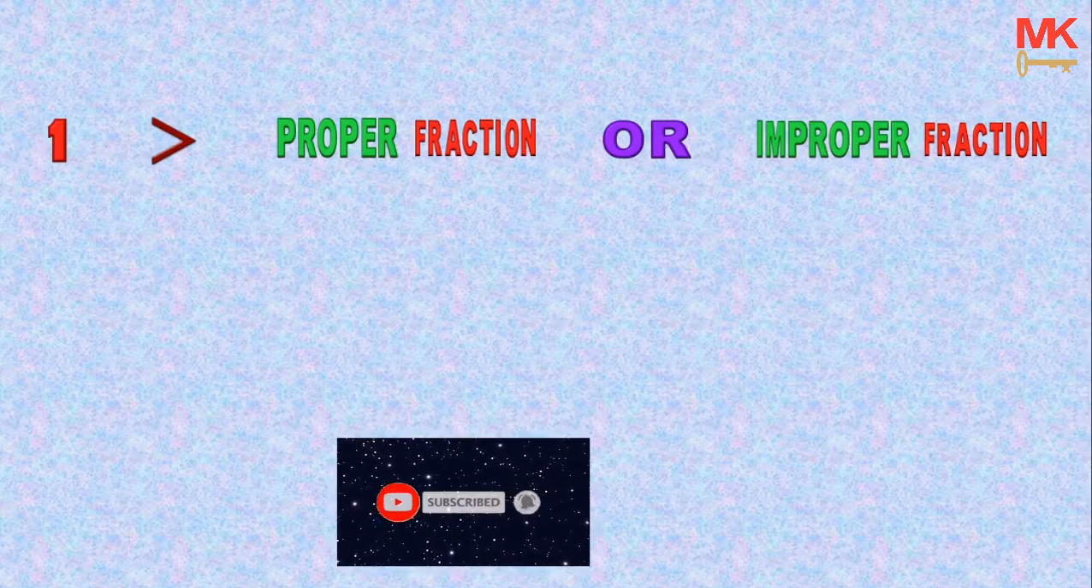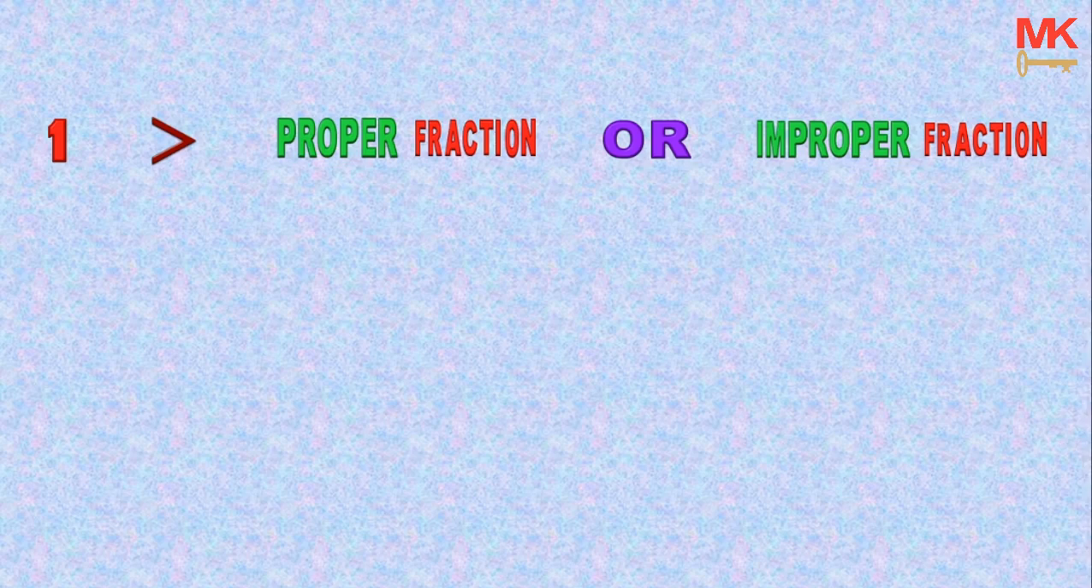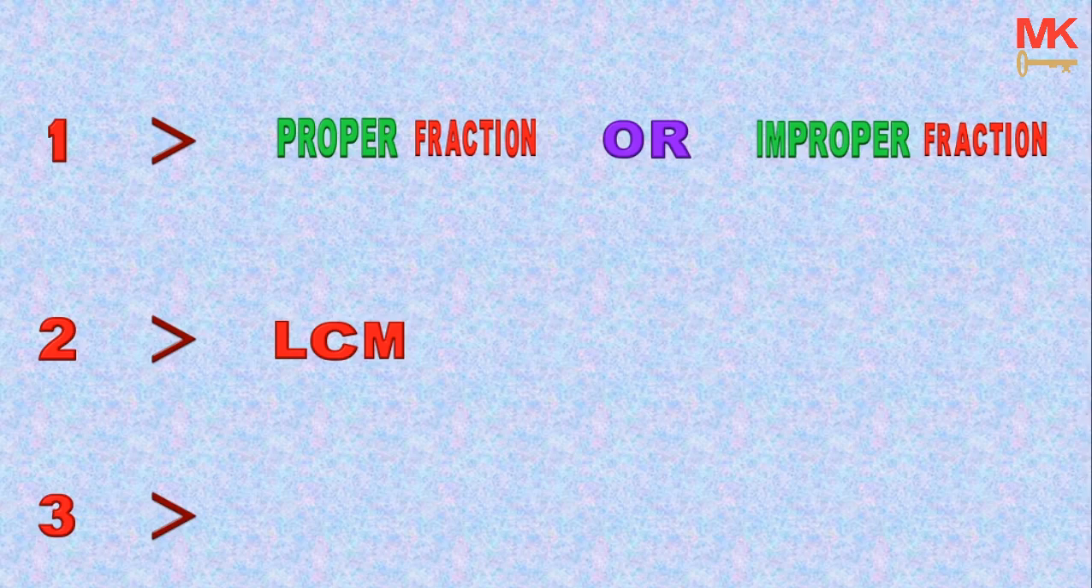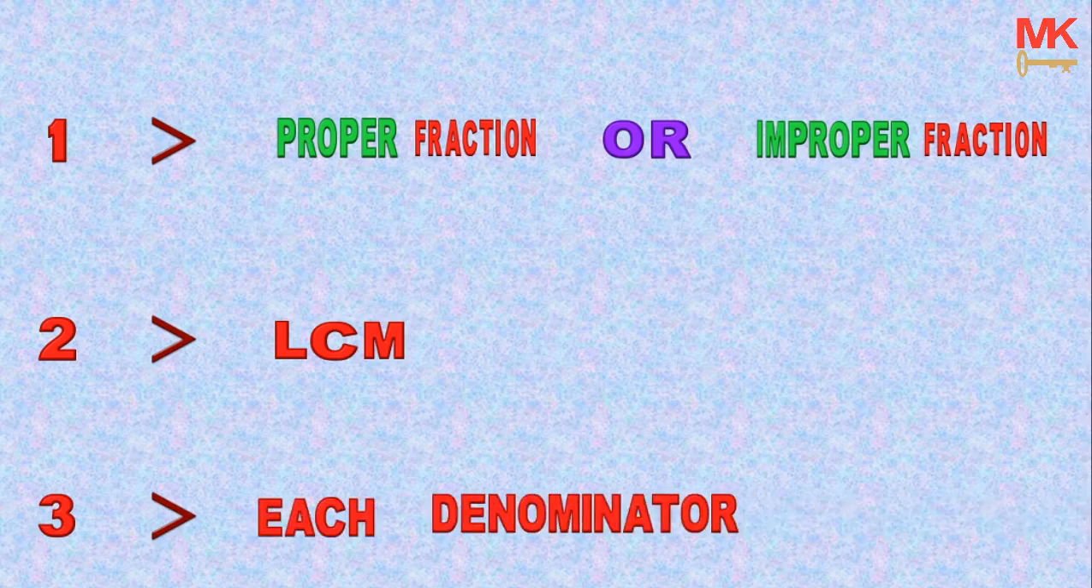So the first step is to make sure that each fraction is either written as a proper fraction or an improper fraction. In other words, if there are mixed fractions, they must be converted to improper fractions. The second step, again, is to find the LCM of the denominators. And the third step is to make sure that each denominator goes into the LCM that has been obtained. After that, we carry out all the necessary simplifications and evaluations. So without wasting much of our time, let's see some examples.